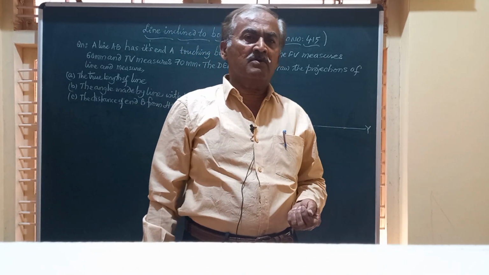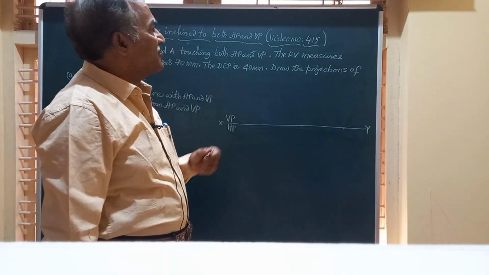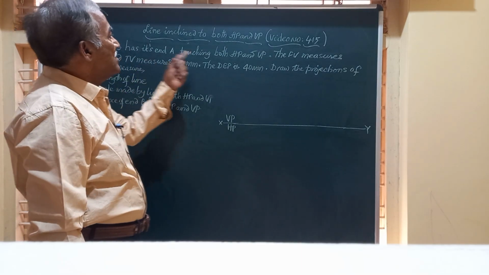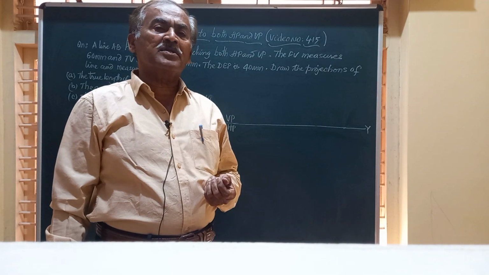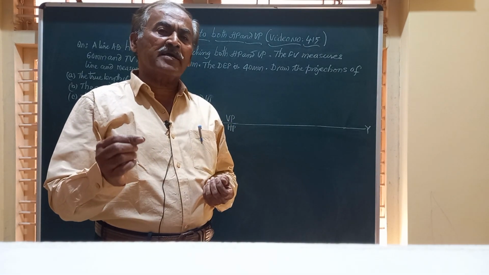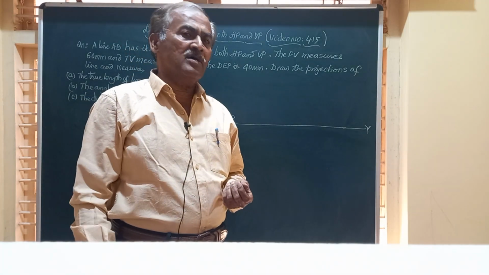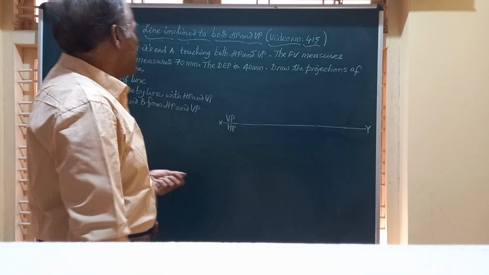Friends, in this video, which is number 415, we have got a line which is inclined to both HP and VP, and this is a very important type of question that is asked in the examination. Let us see what the question reads.